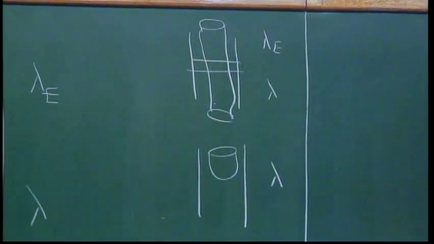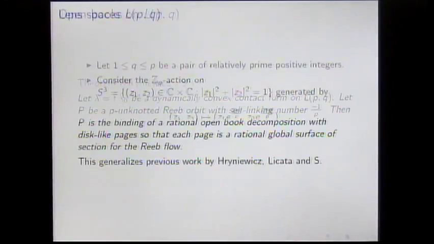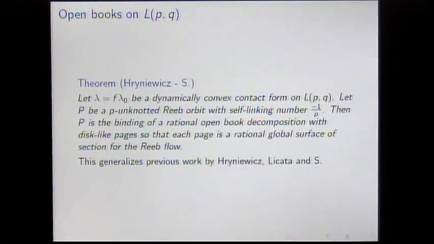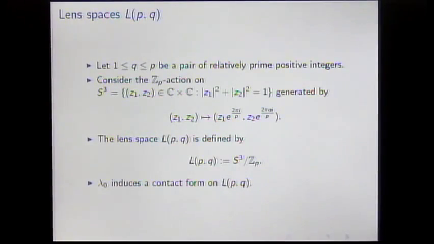Then I was going to mention a result for lens spaces. It's just a generalization of RP3. We consider a Z_p action on S3, which rotates each complex factor by 1 over p and q over p, where q is at most p and p, q are a relatively prime pair of integers. And then we take the quotient of S3 with respect to this action.